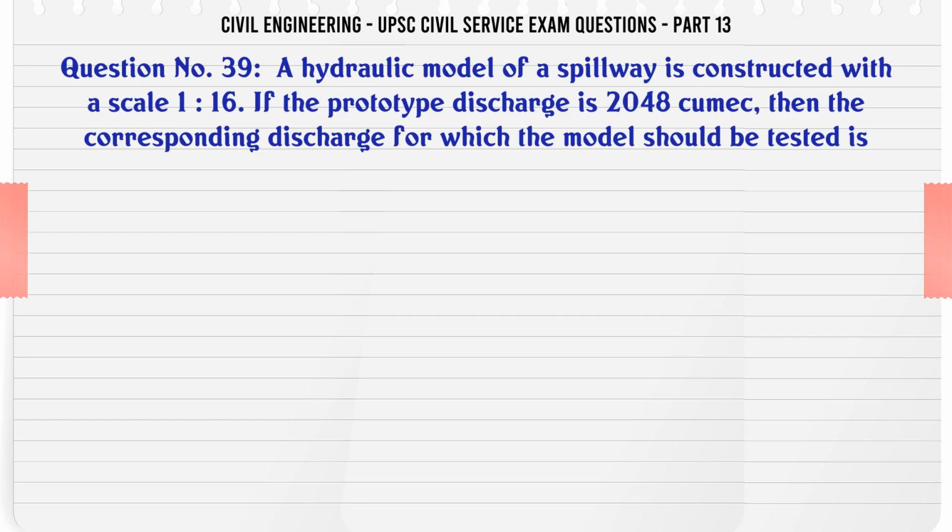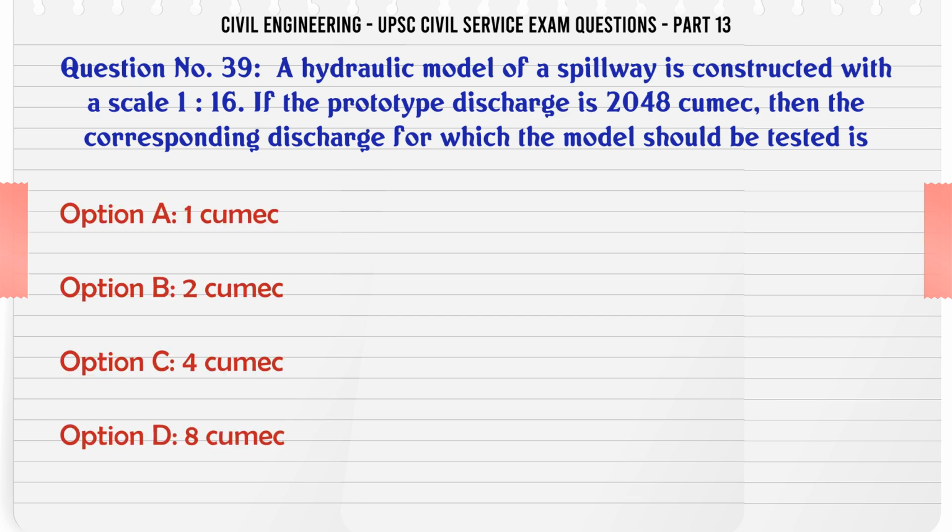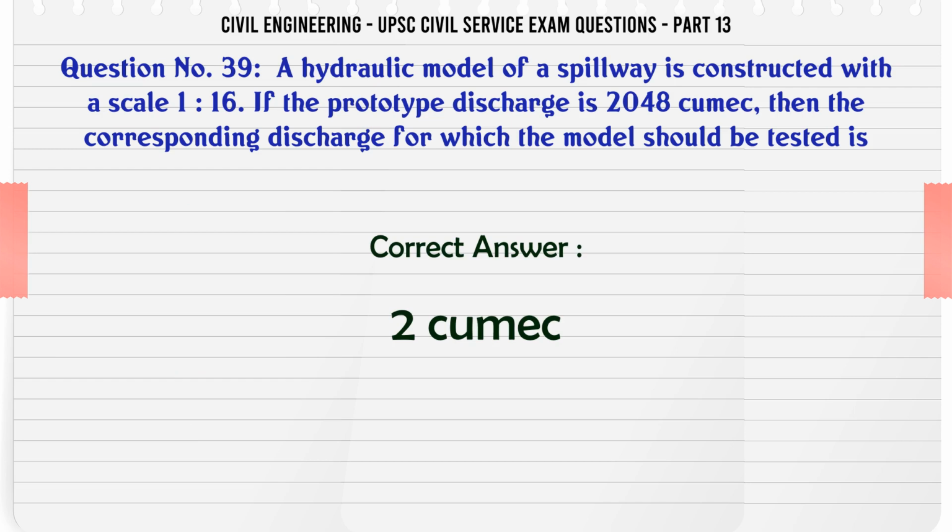A hydraulic model of a spillway is constructed with a scale 1/16. If the prototype discharge is 2048 cubic, then the corresponding discharge for which the model should be tested is A: 1 cubic, B: 2 cubic, C: 4 cubic, D: 8 cubic. The correct answer is 2 cubic.